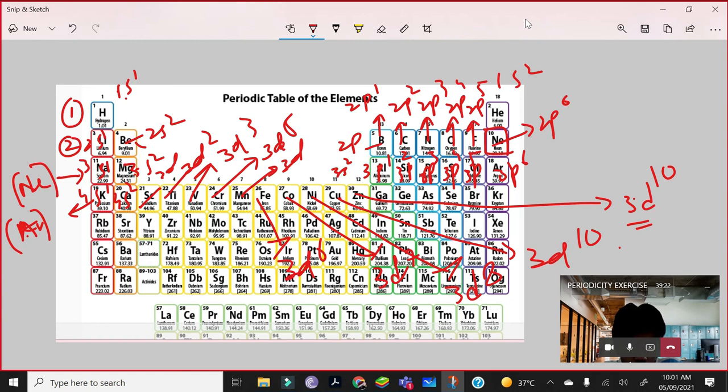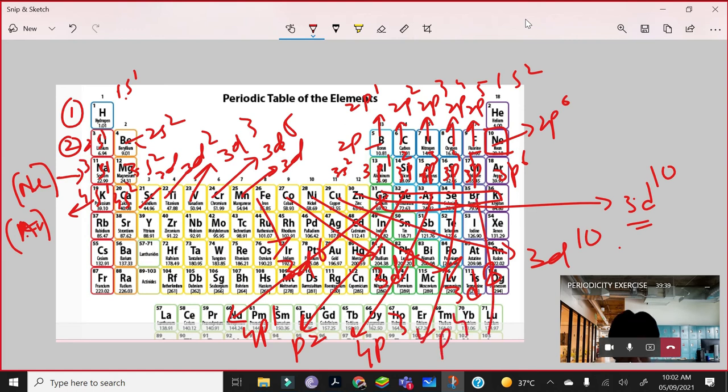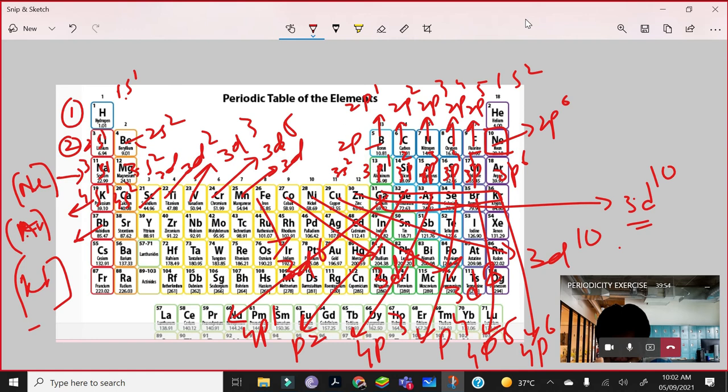Right? Then 4p starts in this area. So gallium is 4p1, germanium 4p2, arsenic 4p3, selenium 4p4, bromine 4p5, and krypton 4p6. Now locked once again. If you go for rubidium, it will start with krypton in square brackets. Okay, is this clear? Yes. Okay, this is also a short clip which I have recorded for you.